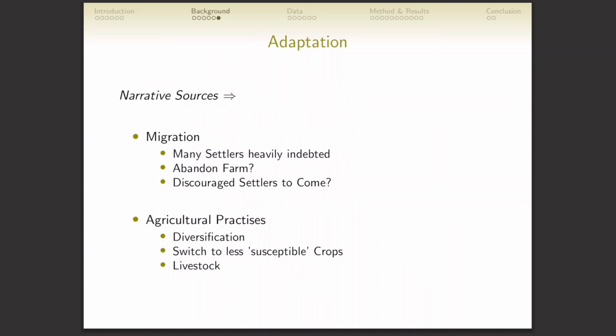Okay, so what about adaptation? Now here it's a little bit hard because you're just looking at narrative sources. You find lots of talk about what people did. So there's a book called Harvest of Grief. There's another one called Everything But the Fence Post. And then you have lots of local newspaper articles talking about it.